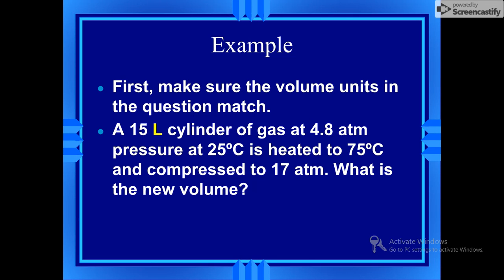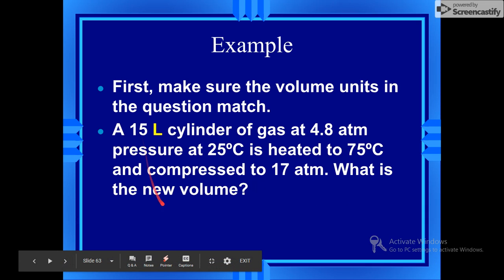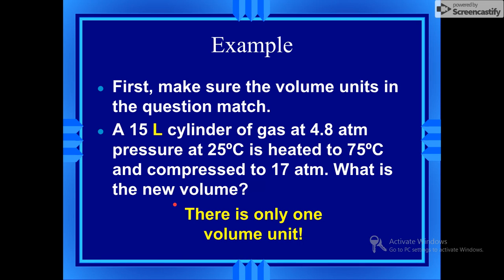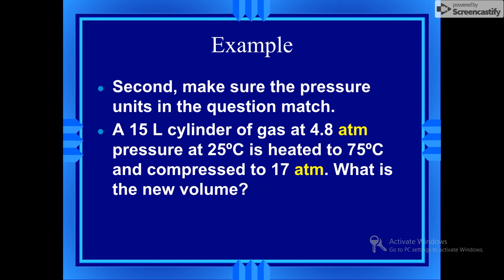The first thing, we want to make sure that all of the units for our volumes are matching. We are given 15 liters, so our first volume is given to us in liters. Our second volume, we don't know, we have to solve for that. It's only one volume unit, so we're fine. The second thing, we need to make sure that our pressure units are matching. Initial pressure is 4.8 atmospheres, and our final pressure is 17 atmospheres. So our pressures are good. They match up.